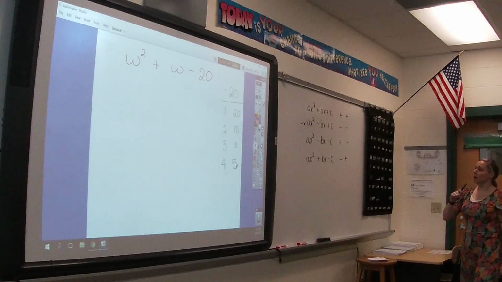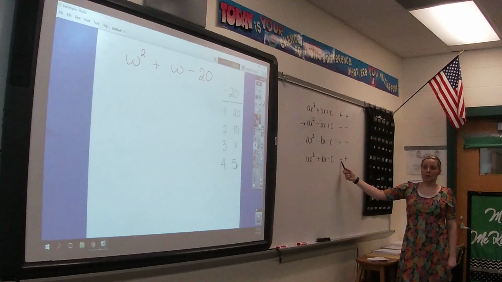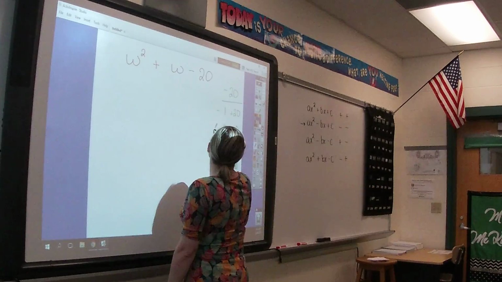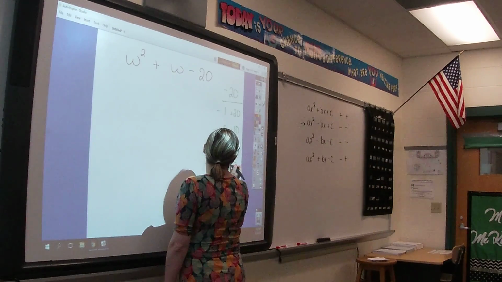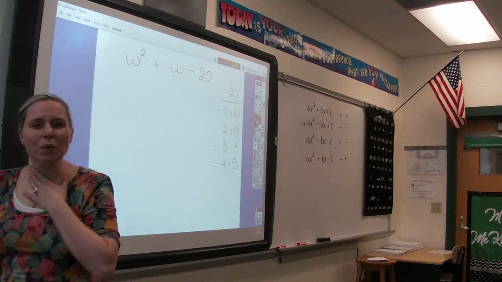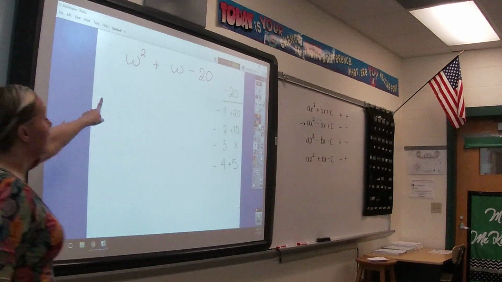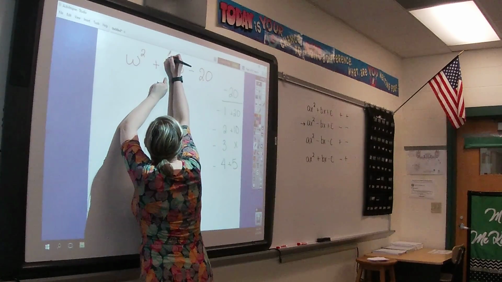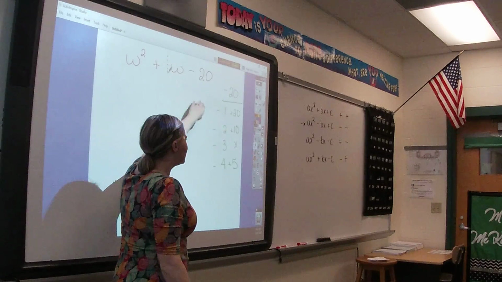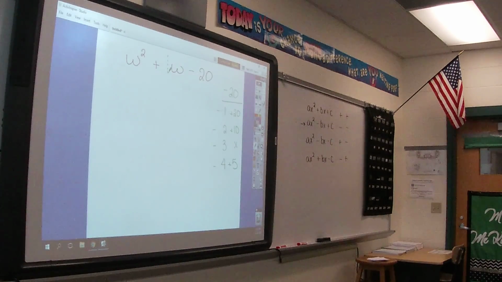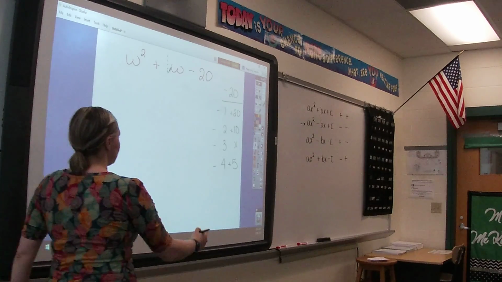What signs do we want? We want negative and positive. We want the larger number to be positive, the smaller number to be negative. What do we want these to add up to? 1, right? We don't see a number right here, but there's really a 1 here. So we need the pair that will add up to positive 1. So what are we going to pick? Negative 4 and 5.